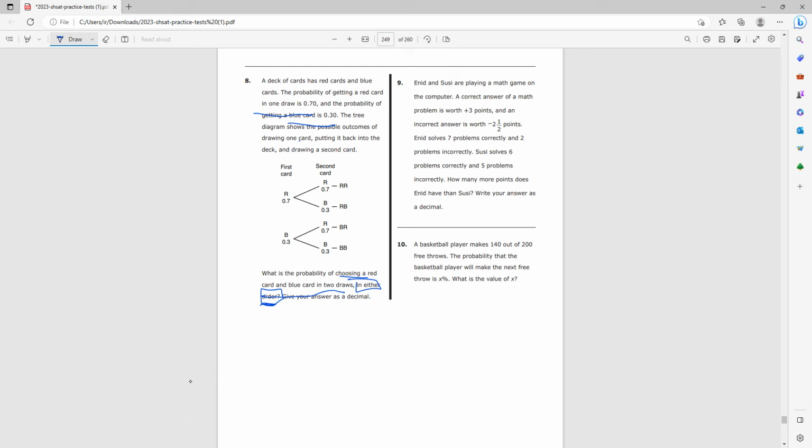So let's see that. We know that it tells us the probability here. So red, blue, and then blue, red, right? So let's look at the probability of getting red and then blue.